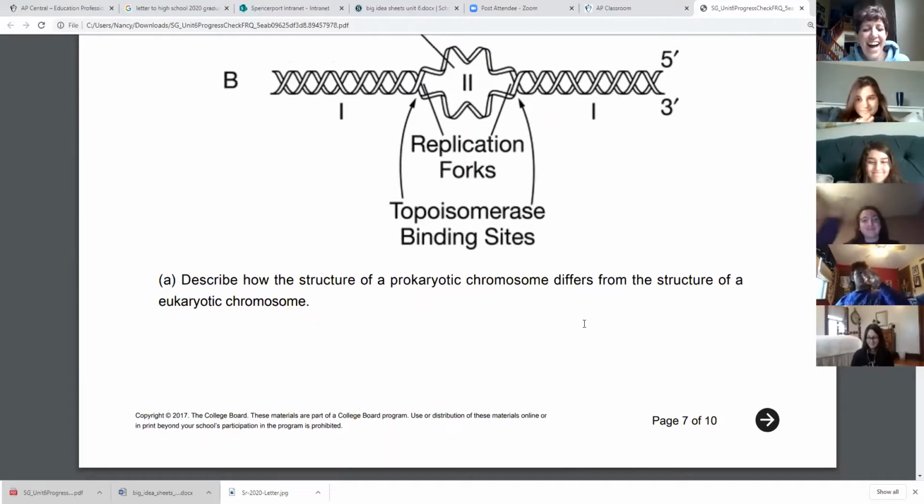Yes, you're going to put prokaryotic is circular chromosomes, eukaryotic is linear, just like straight chromosomes, lines.